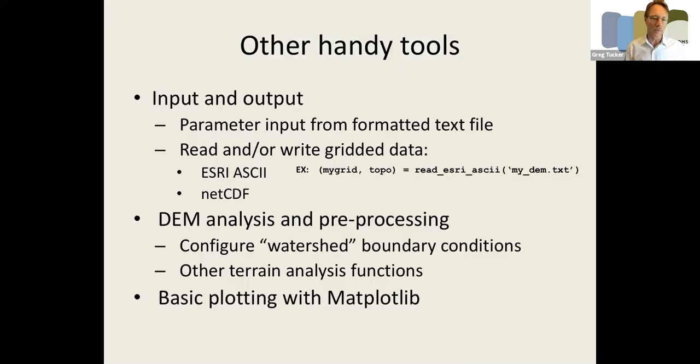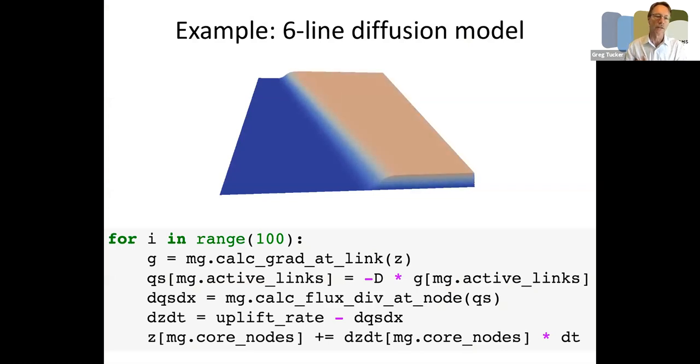And then the third element really of LandLab is a collection of utilities that take some of the pain away from doing common chores that you need to do, like input and output of parameters or of gridded data and that sort of thing. And hopefully we'll get to see an example where we read in a digital elevation model in an ASCII format. So that's the quick overview of LandLab and what it contains.